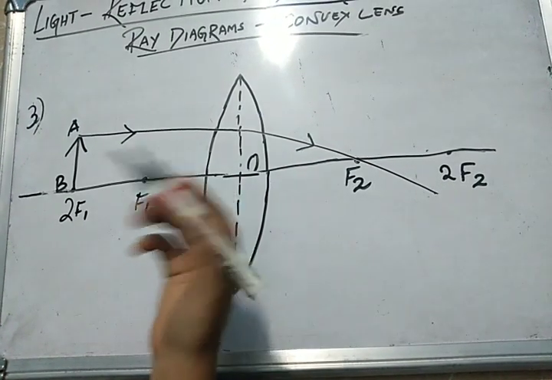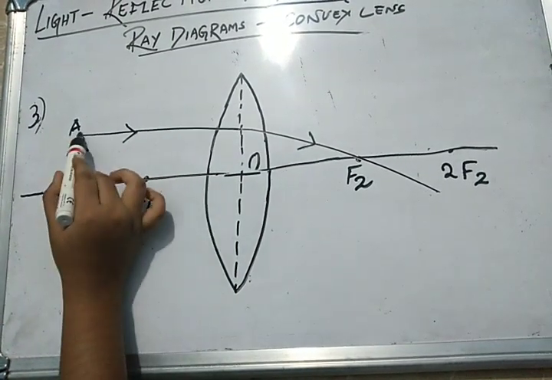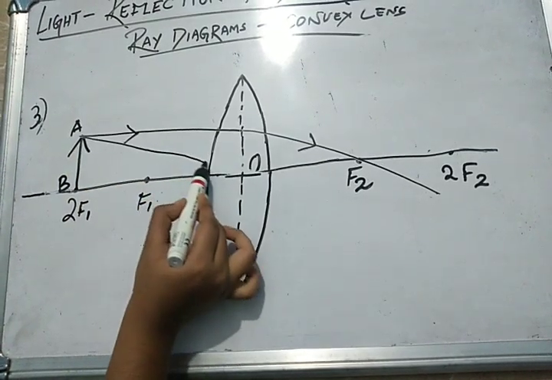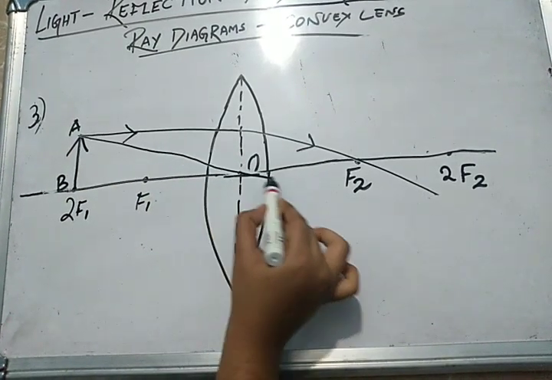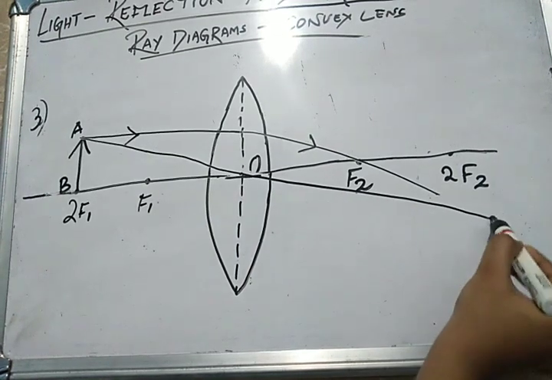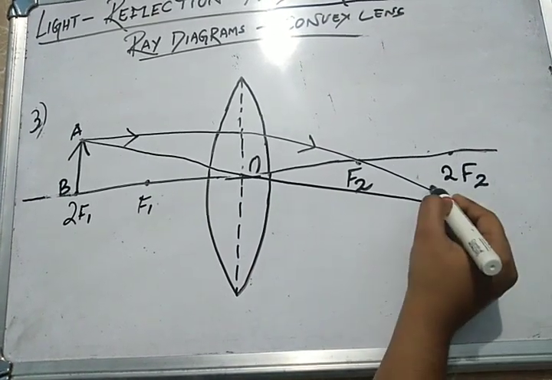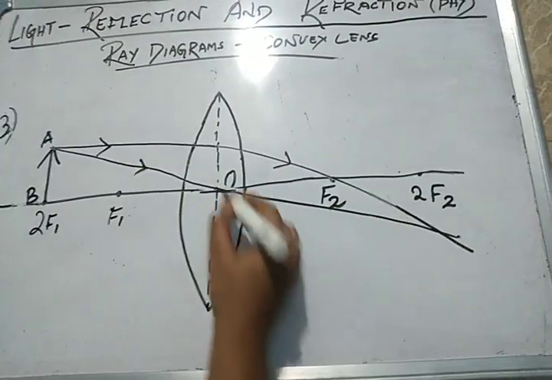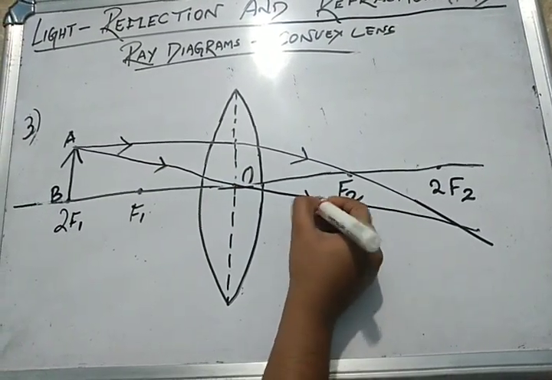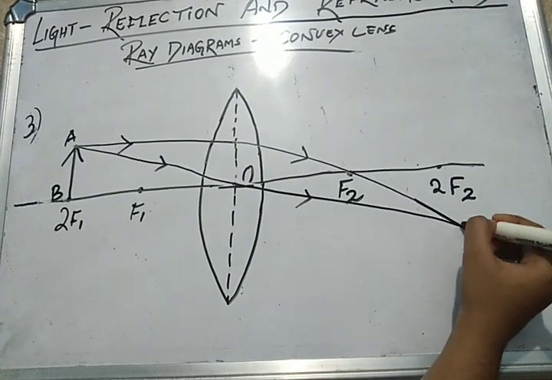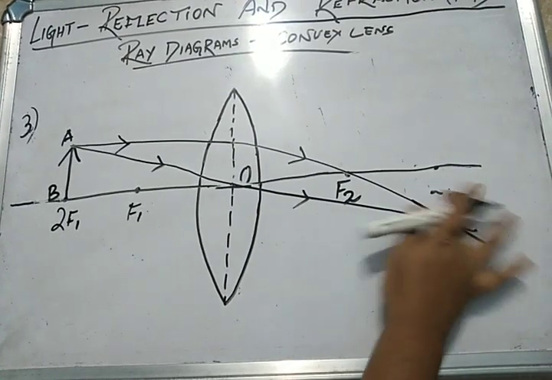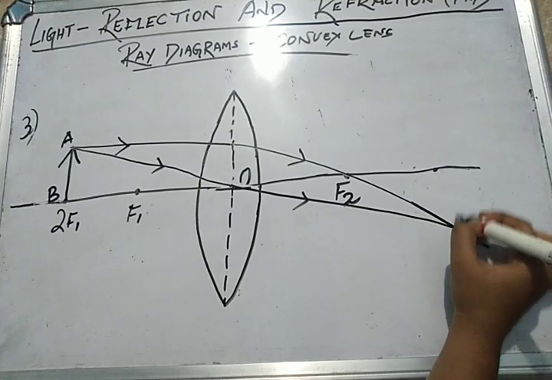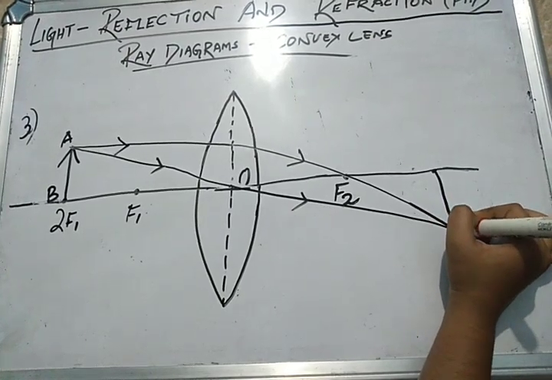Now second ray, it goes through the optic center, passes without any deviation. This is the incident ray, and after refraction it passes without any deviation, so it goes straight. This is the refracted ray. The 2 refracted rays meet at this point at 2F2.